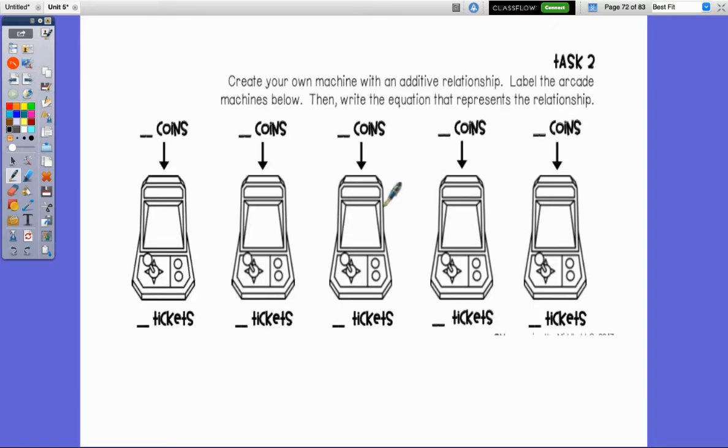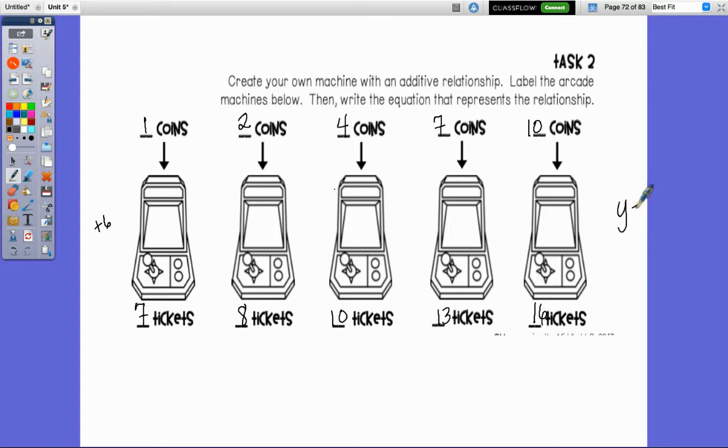Task 2. We're going to create our own machine with an additive relationship. Now, this can be pretty much whatever we want, because answers are going to vary. But we're going to add. So I want to start with 1 coin. What do we want to add? Let's do plus 6. So if I do 1 plus 6, I get 7 tickets. If I do 2 coins, I get 8 tickets. If I do 4 coins, I get 10 tickets. If I do 7 coins, I get 13 tickets. And if I do 10 coins, I get 16 tickets. I don't have to choose numbers in a row.